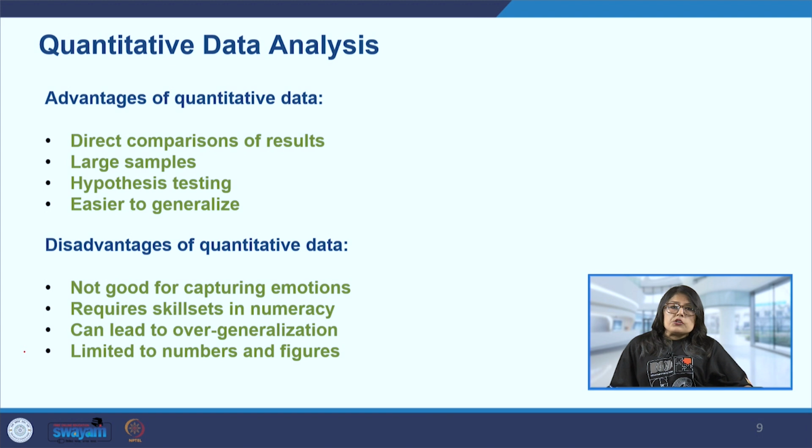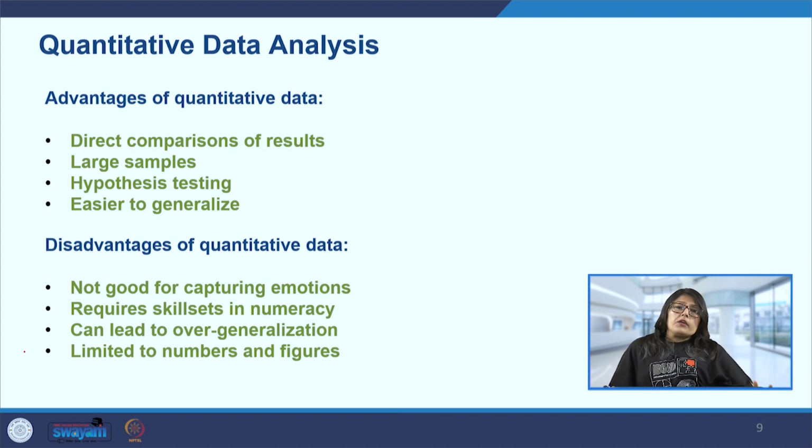Now some of the disadvantages of quantitative data are that we are not able to capture the emotions as well as we can in the qualitative. Here also we may ask some questions which are pointed towards how they are feeling, but again, because it is quantitative, the options will be limited. The emotion that they are feeling may not be justified in those points in the 5-point Likert scale or a yes or no type of answer. So that can be a disadvantage.